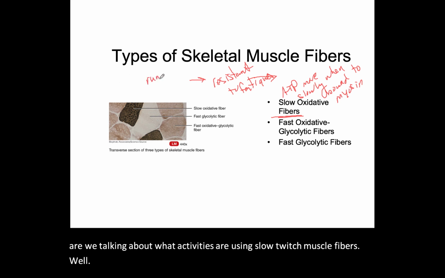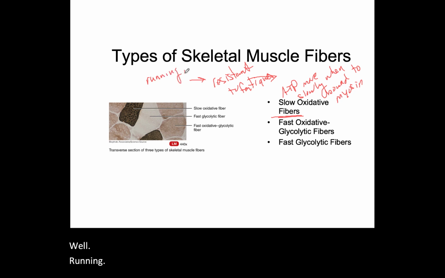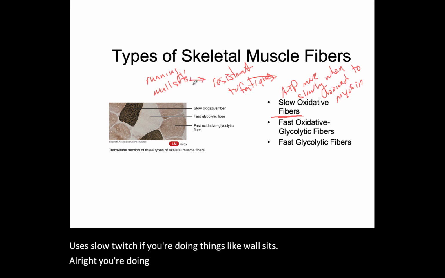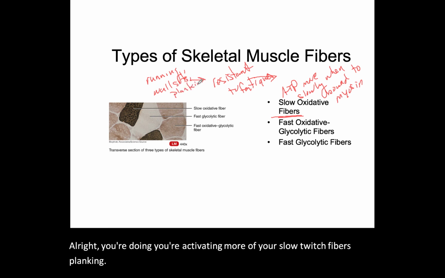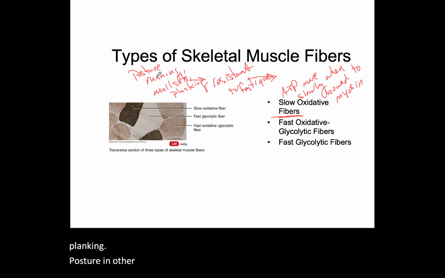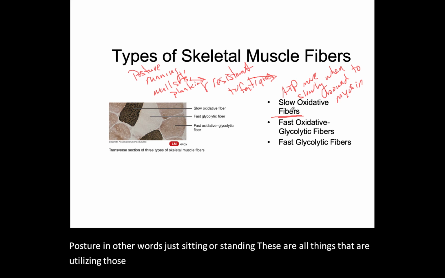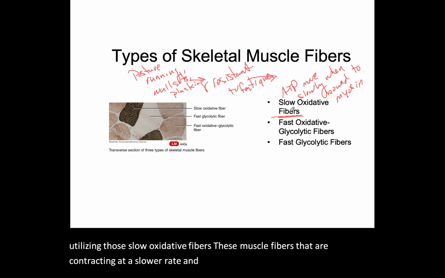Running uses slow twitch. If you're doing things like wall sits, you're activating more of your slow twitch fibers. Planking. Posture, in other words, just sitting or standing. These are all things that are utilizing those slow oxidative fibers, these muscle fibers that are contracting at a slower rate, and so they're utilizing the ATP a lot slower.